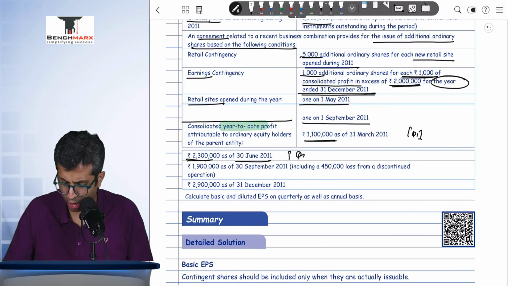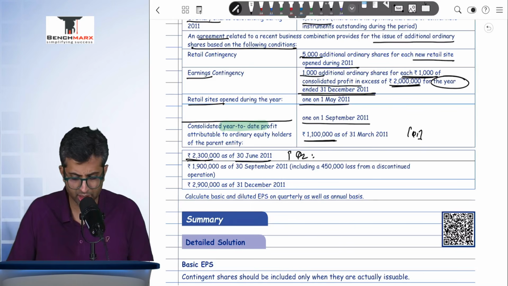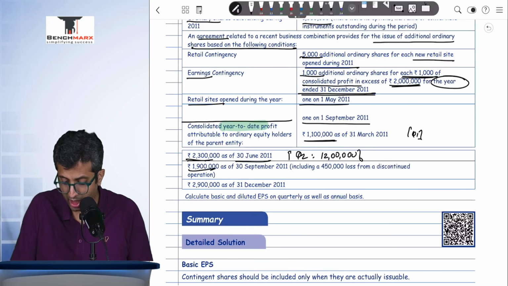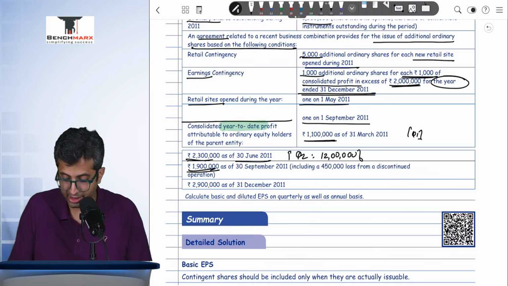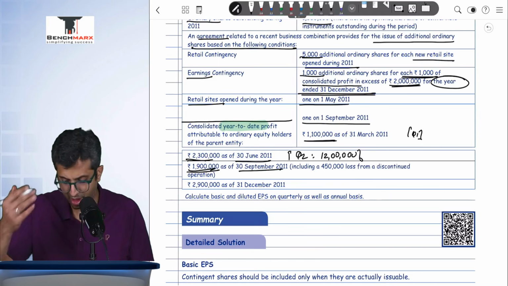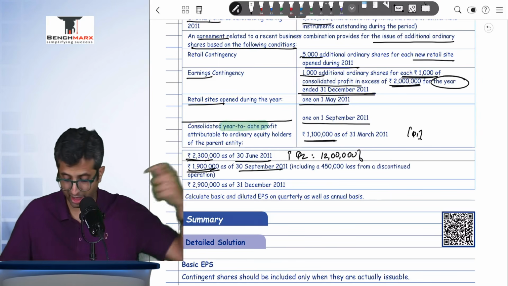Let's say for quarter 2, can I say the profit would have been the difference of 11 and 23? Can I say that must be 12 lakhs? In quarter 3, it goes down. Well, year to date profit is 19 lakhs as on 30th September. This is year to date. But in the first 6 months, I have done 23 lakhs. Now it is 19 lakhs.